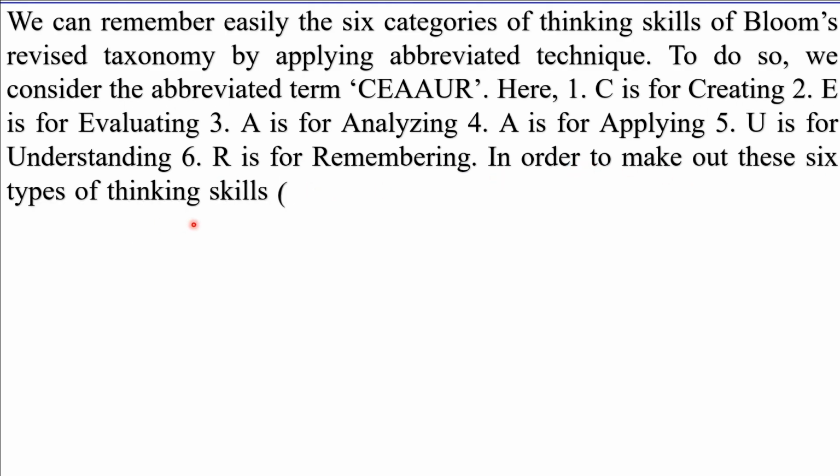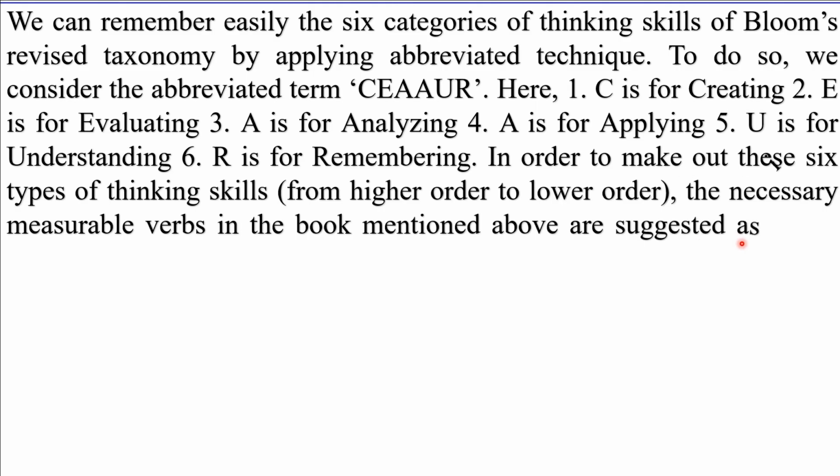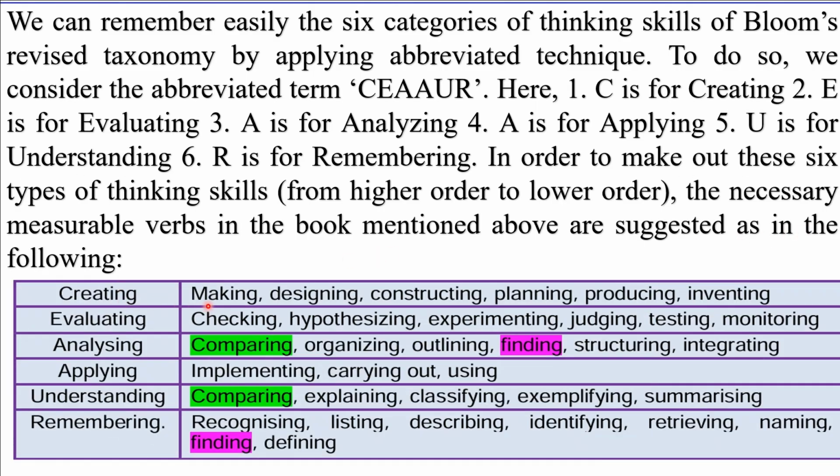In order to make out these 6 types of thinking skills from higher order to lower order, the necessary measurable verbs in the book mentioned above are suggested as follows: creating, making, designing, constructing, planning, producing, inventing; evaluating, checking, hypothesizing, experimenting, judging, testing, monitoring; analyzing, comparing, organizing, outlining, finding, structuring, integrating; applying, implementing, carrying out, using; understanding, comparing, explaining, classifying, exemplifying, summarizing; remembering, recognizing, listing, describing, identifying, retrieving, naming, finding, defining.